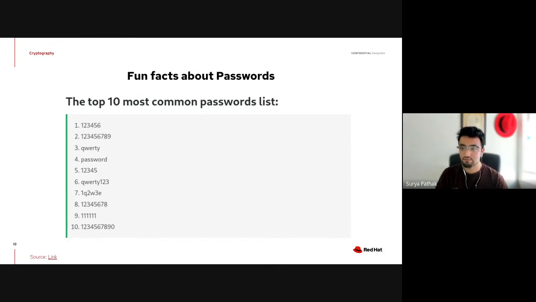Some fun facts about passwords. These are the top 10 most common passwords from a recent 2022 article in Cyber News. The link is over there. So if your password falls under this top 10 list, it's time to change it now.